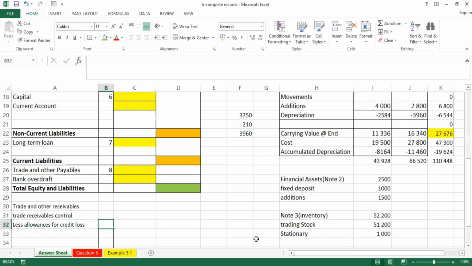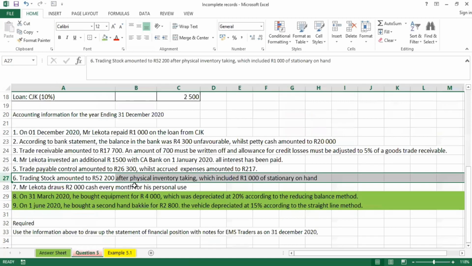Okay, so now we're going to check the information that we've been given, as to what we see concerning our trade and other receivables. So going back to your question. Okay, so we are done with this. Good.